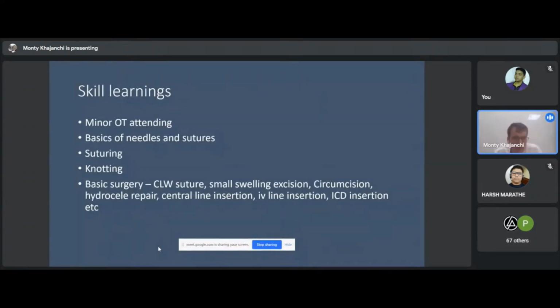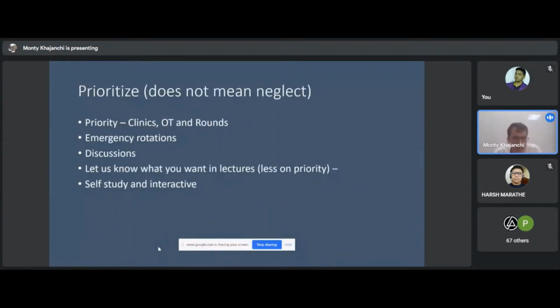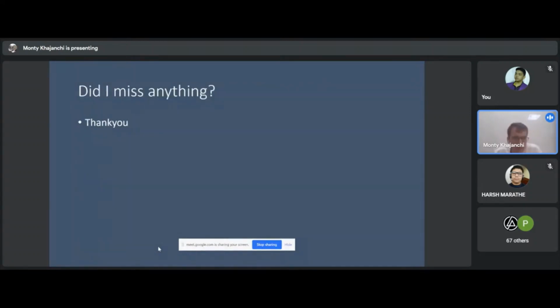So these are things I would say, in summary, prioritize clinics, OT and rounds, emergency rotations, discussions with your colleagues, with your seniors, with residents, with the professors. Let us know what you want in lectures. I am not a very lecture person. It's less on my priority. Self-study and interactive learning is what I would say is more important when it comes to theory. Anything if I have missed, you all can let me know.